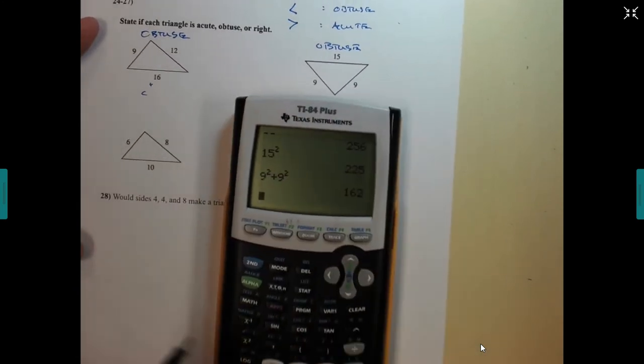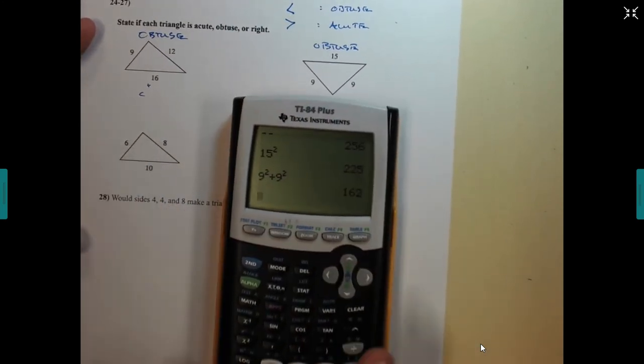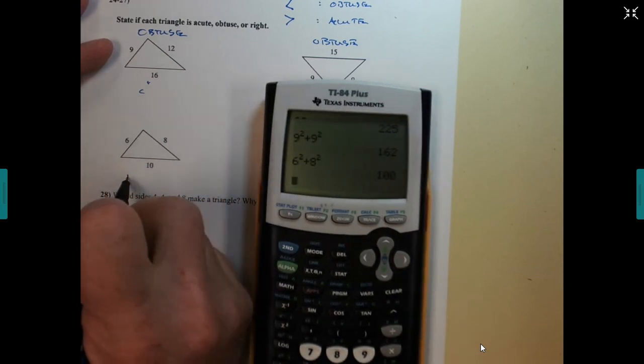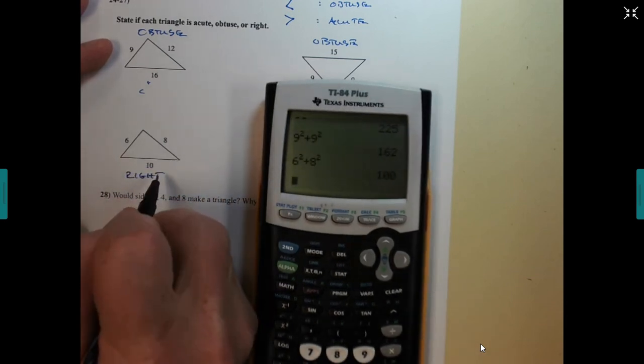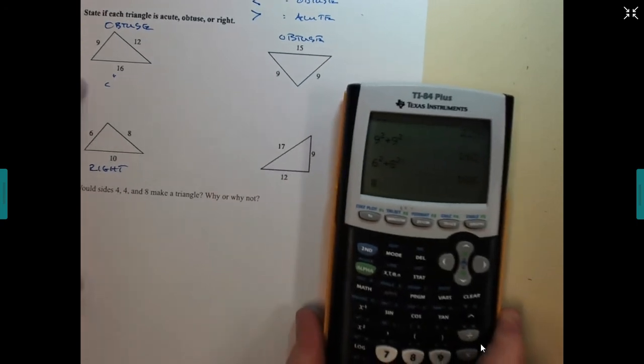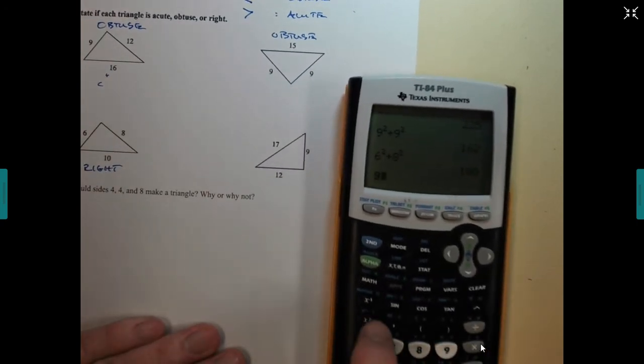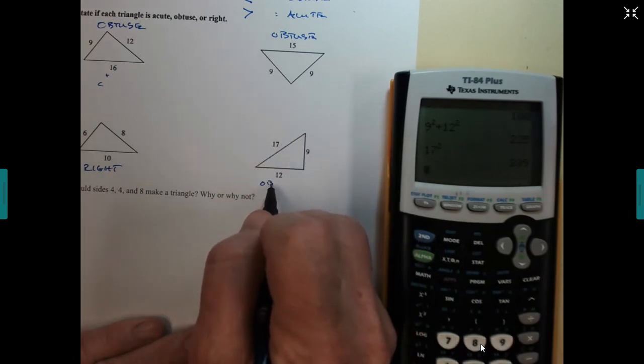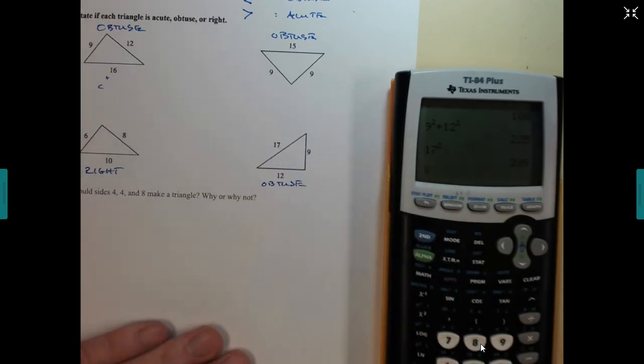2 more to go. 6, 8, 10. I already know the answer. This is a classic one. 6 squared plus 8 squared is 100, and I know 10 squared is also 100. That means this is a right triangle. Pythagorean theorem worked. 9 squared plus 12 squared is 225. I know 17 squared is bigger than that. So c squared is bigger. This is another obtuse triangle.